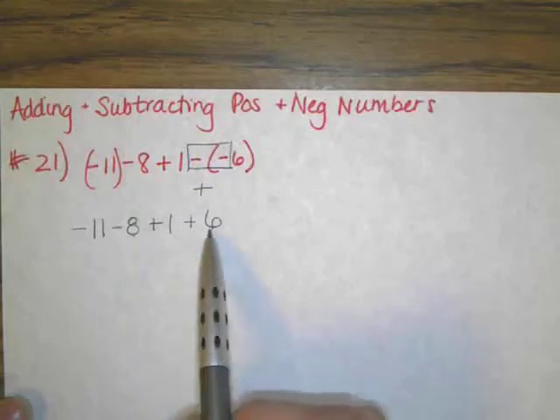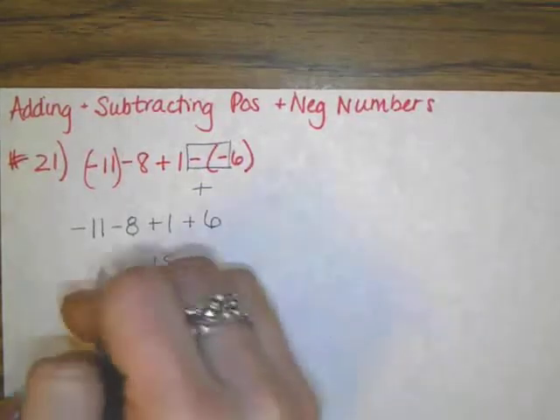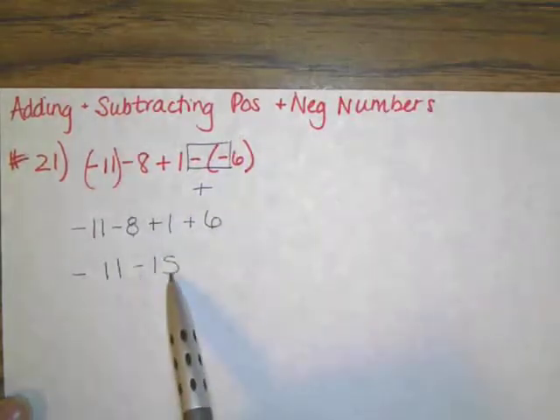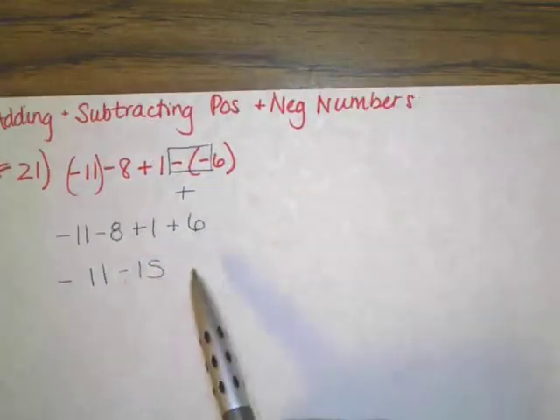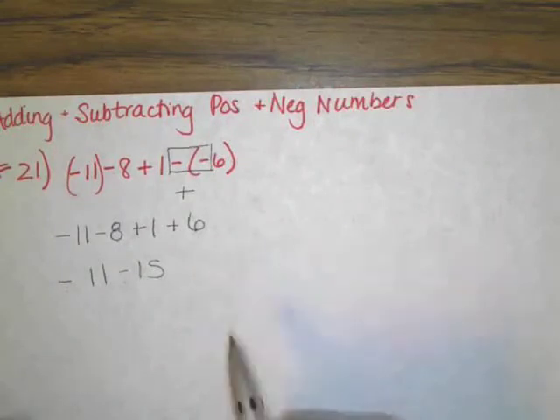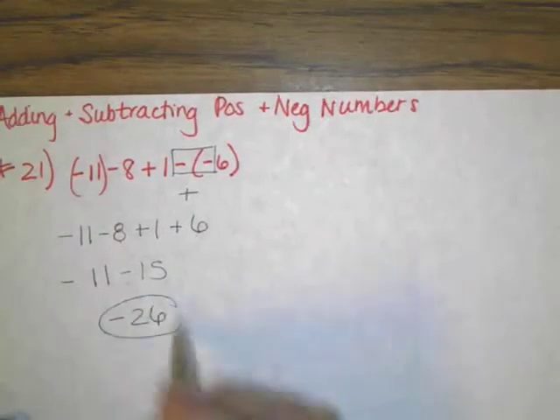Add 8, 1, and 6 together. And then do subtraction. Negative 11 minus 15. And you should get negative 26.